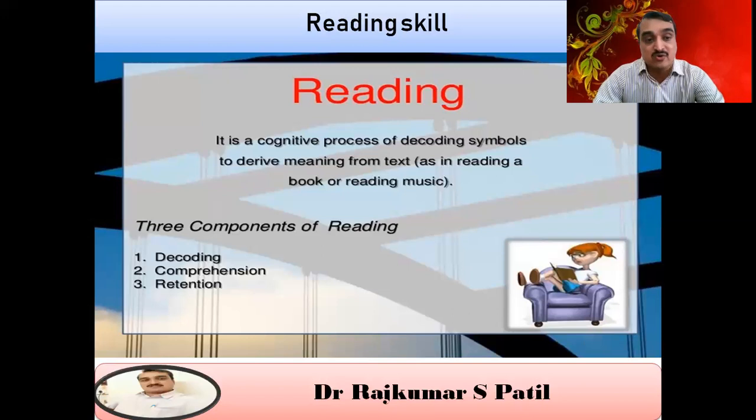There are three components which are supposed to be understood before understanding what reading is. One is decoding, the second is comprehension, and the third is retention, not attention. Retention, not taking tension again and again. Retention is some form of psychological process which is supposed to be followed for better understanding. Let's see what these are. First, let us see what is decoding. Even it is there in the statement: it is a cognitive process of decoding symbols. Then what is decoding?